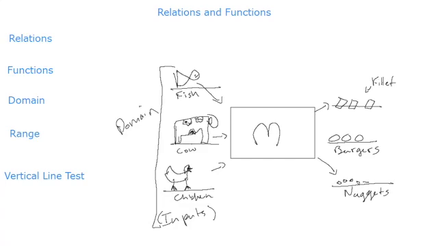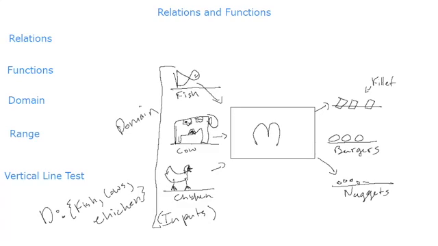So in this case, we could say that our domain is fish, cows, and chickens. Y'all following me so far?